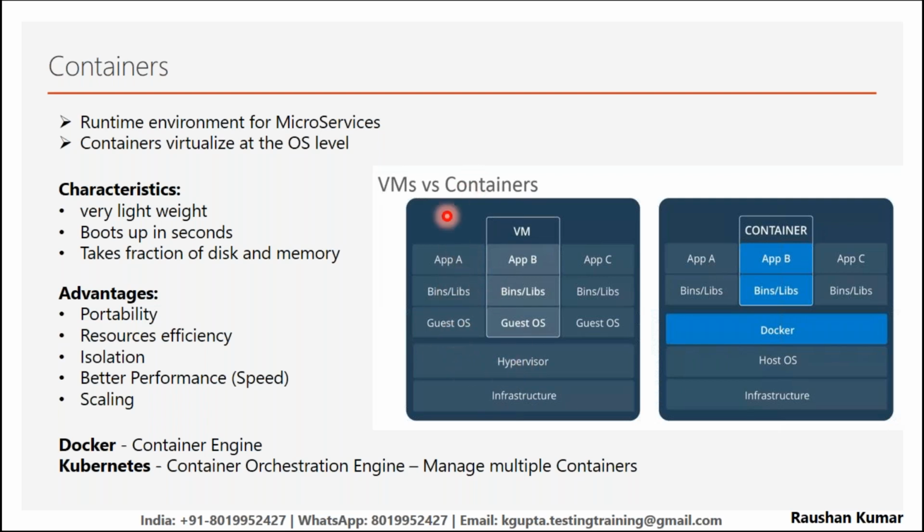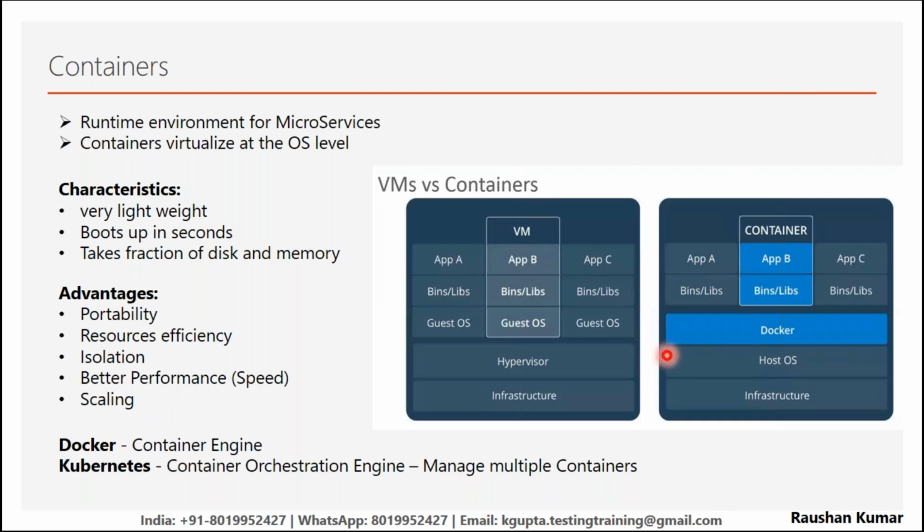Suppose your application has three modules: your business layer, your presentation layer, and your DB layer. You can have three different VMs and install them separately. But you can notice here we are using a guest OS in each. It's separate. We have to install the operating system in all the VMs here: your business layer, your data layer, your presentation layer.